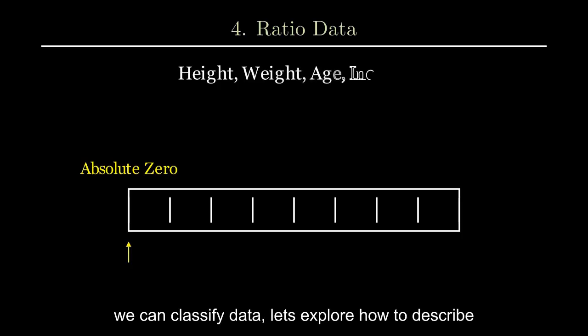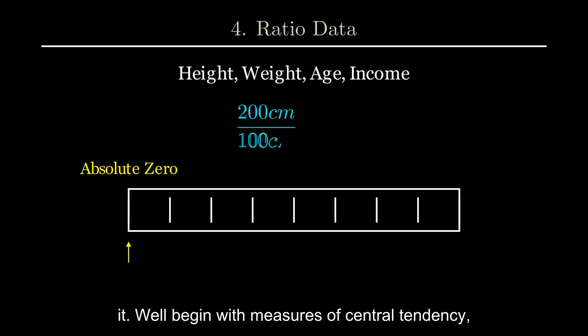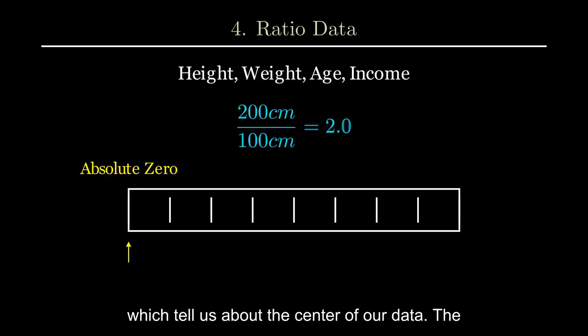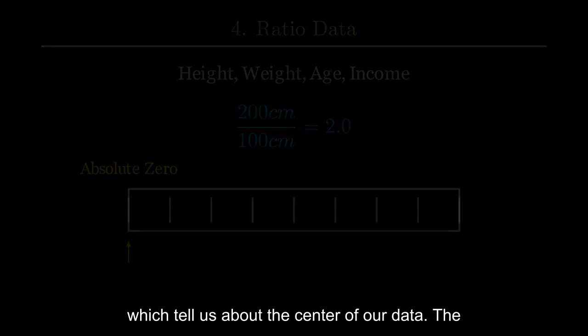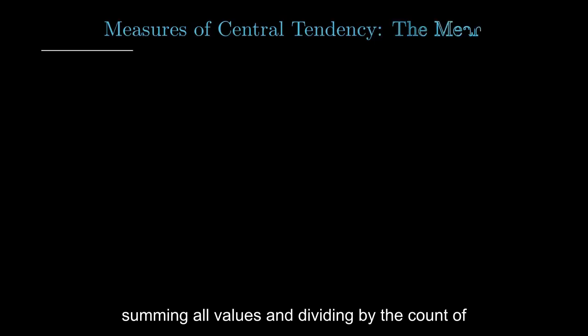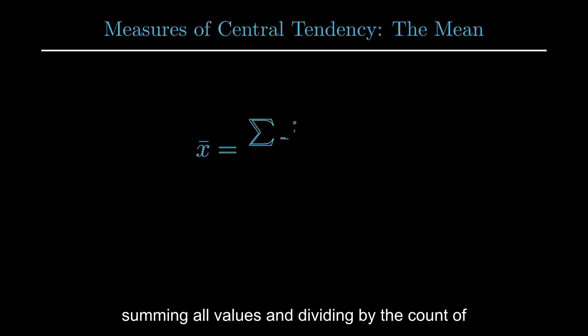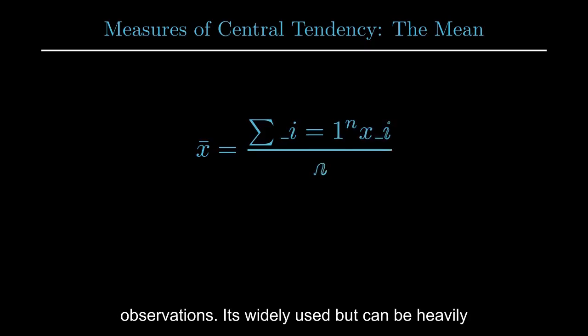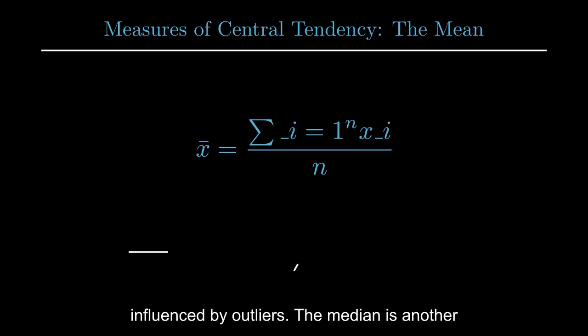Now that we can classify data, let's explore how to describe it. We'll begin with measures of central tendency, which tell us about the center of our data. The mean, often called the average, is calculated by summing all values and dividing by the count of observations. It's widely used but can be heavily influenced by outliers.